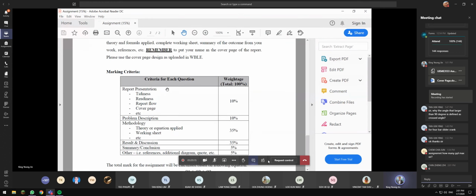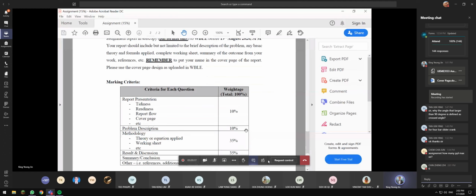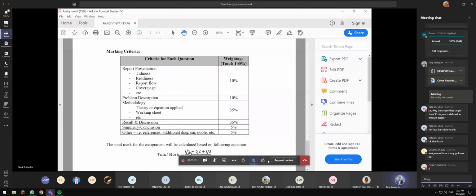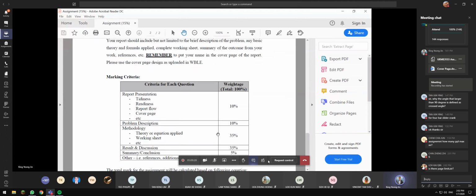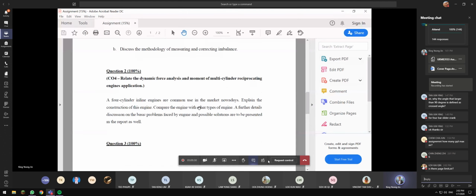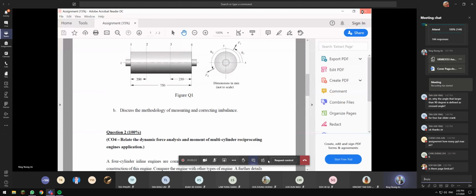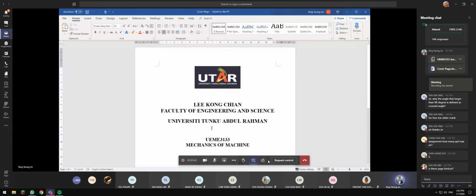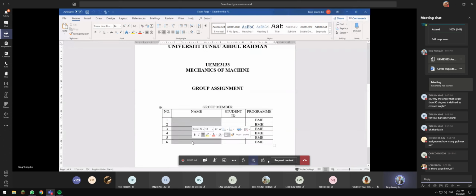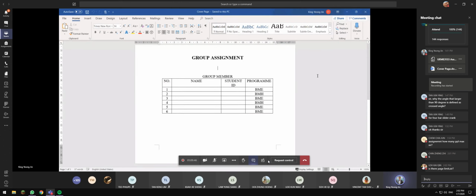So each question the full mark is 100. So 3 questions added together divided by 3, then it will become your 100%. Or I forgot, it should be multiplied by 30% again. So that will be your final assignment. Besides this, we're running out of time. Please use the cover page I prepared. I also sent it to you. Just put down your student name and then you can start with the report.